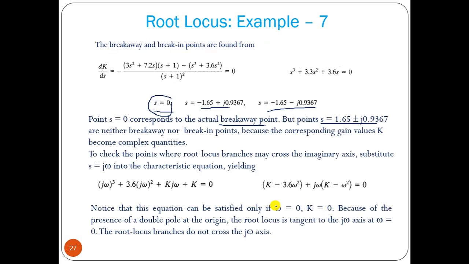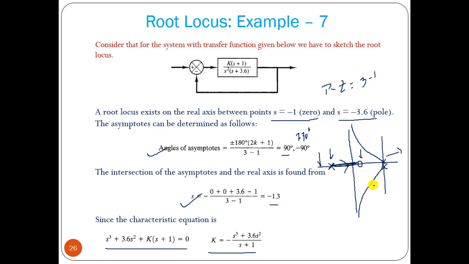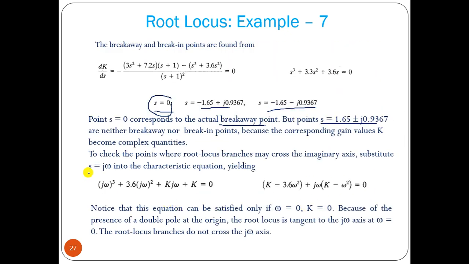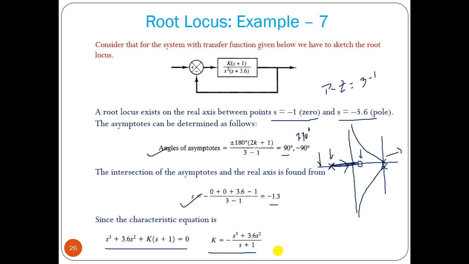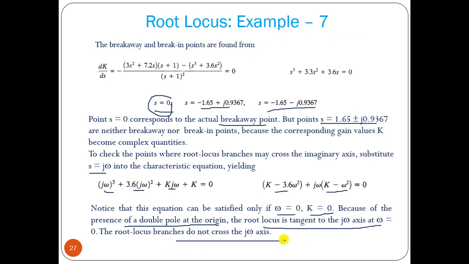Now we can find the intersection point with the imaginary axis, if there is any. Put s equal to j omega and separate real and imaginary parts. But you can see that omega equal to 0 now, because we don't have any value of k, so k equal to 0. Because of the presence of a double pole at origin, the root locus is tangent to the j omega axis. That means it does not cross the j omega axis.